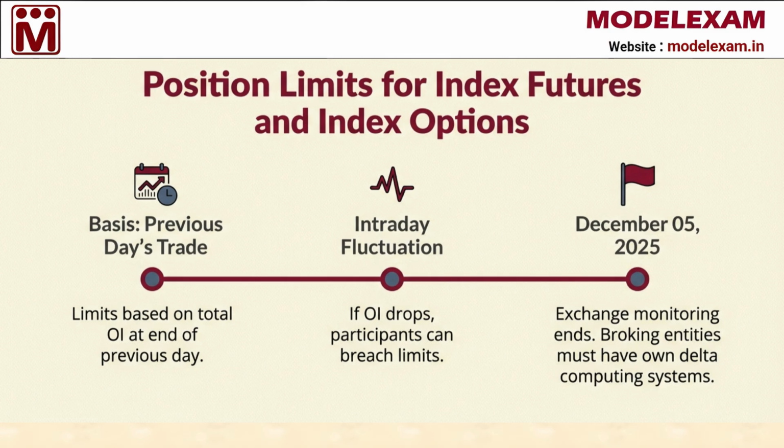Understanding how these limits change dynamically is also crucial. Generally, position limits are based on the total open interest of the market at the end of the previous day's trade. Because of this, if the overall open interest suddenly drops during the day, market participants might accidentally breach their limits without realizing it. The exchange currently provides a system to monitor this intraday fluctuation. However, there is a big change coming. By December 5th, 2025, the exchange will stop monitoring this specific equity futures open interest, and broking firms will be entirely responsible for using their own systems to compute and monitor these limits.